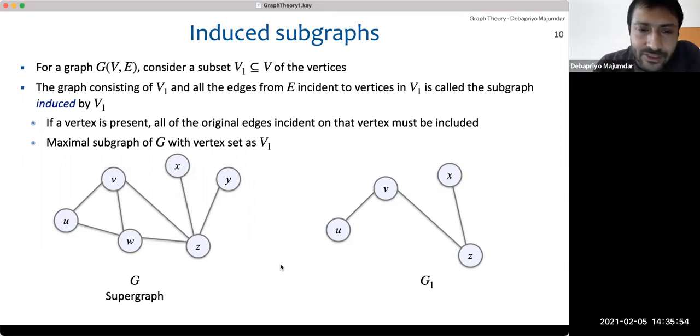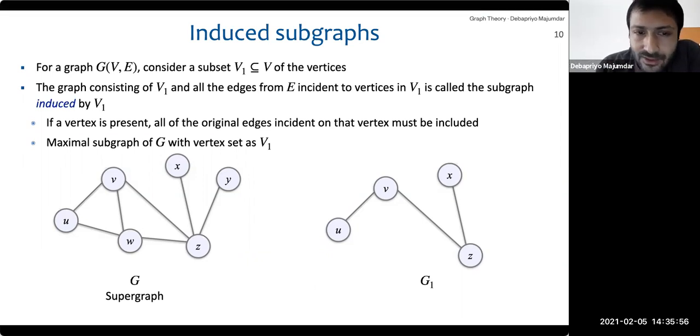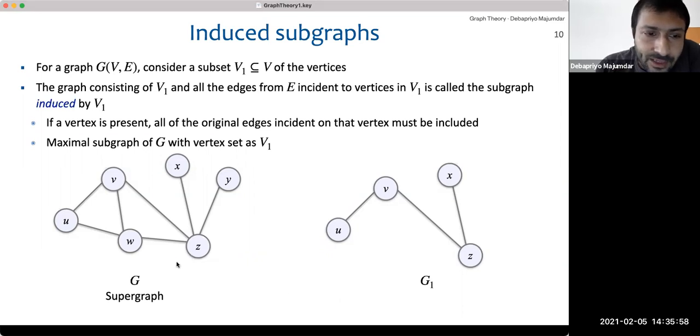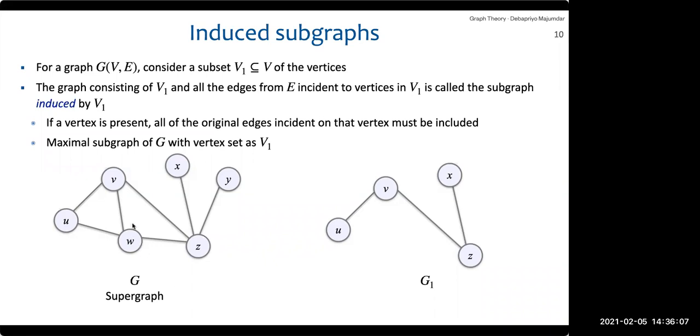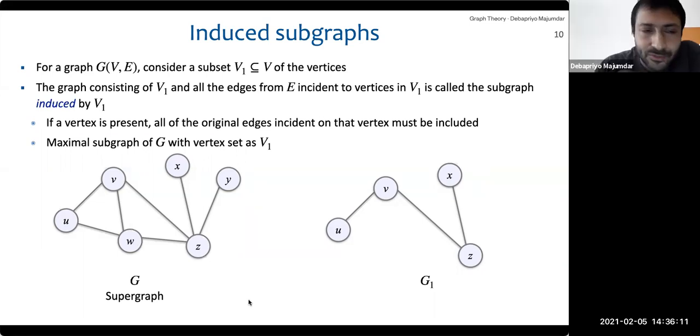Okay, shall we do another exercise here? That was one example. Let's take another example. Sir, what is the meaning of maximal subgraph? Okay, I'll come to that. The word maximal requires a bit of attention, so I'll come to that.